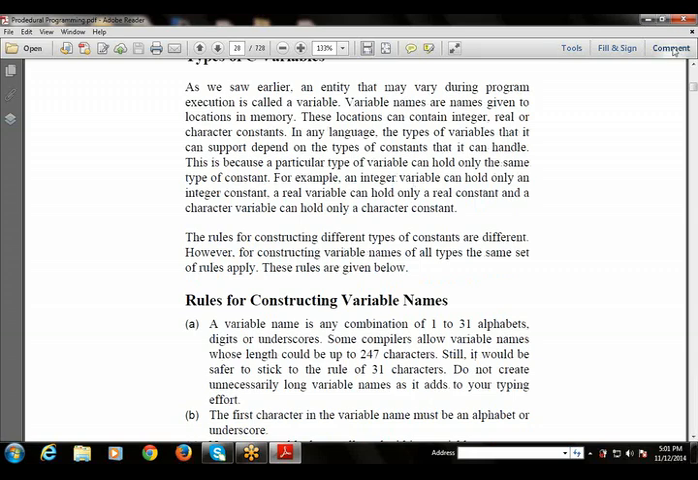These are the rules for constructing the variable name. So we have studied different tools that are available for constructing the variable name. These are the rules that we follow. That is the most important.